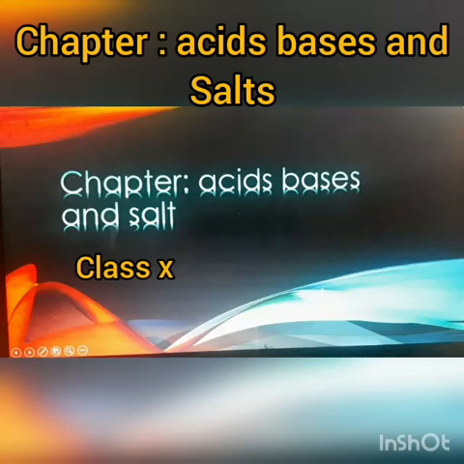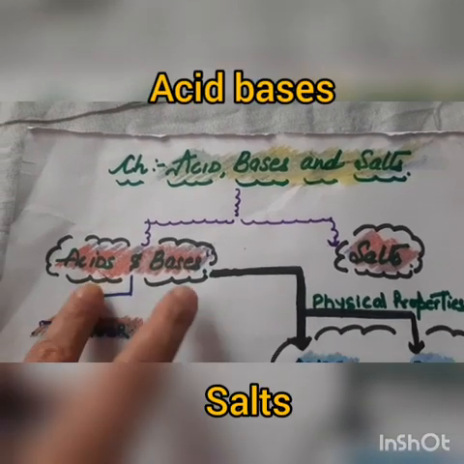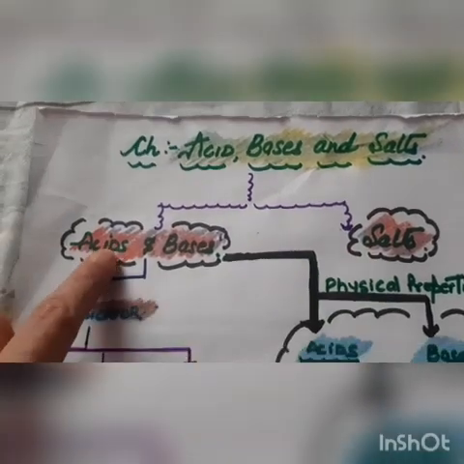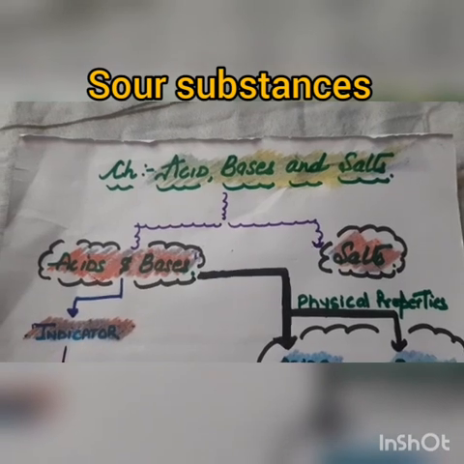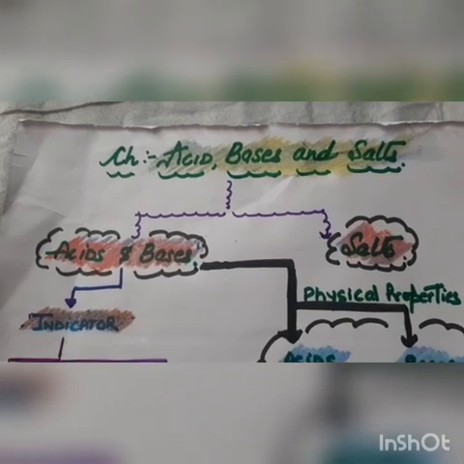Good morning, everyone. Since we were doing the chapter acids, bases and salts, let's recall what we have studied so far. We have already divided the chapter into two parts: acids, bases and salts. So what are acids? Acids are those chemicals which make your substance sour, and bases are those chemicals which make your substance bitter. This is a classical definition we have already studied.